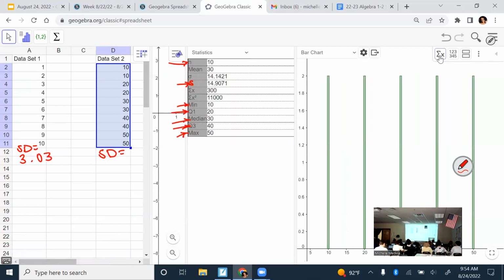And what's our standard deviation of data set 2? Yes? Question? Okay, what is it? 14.9. Good, so about 14.91. All right, that's a lot easier than finding standard deviation by hand, so I'll just show you the difference.